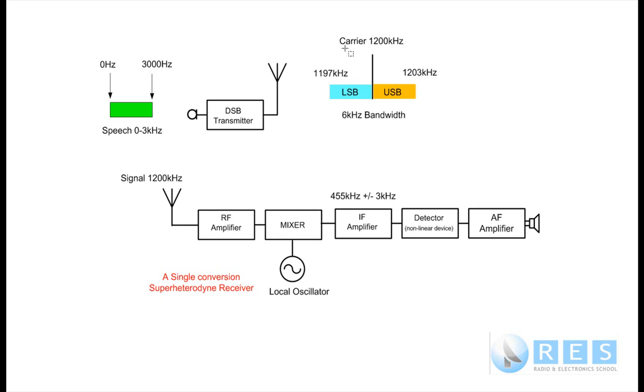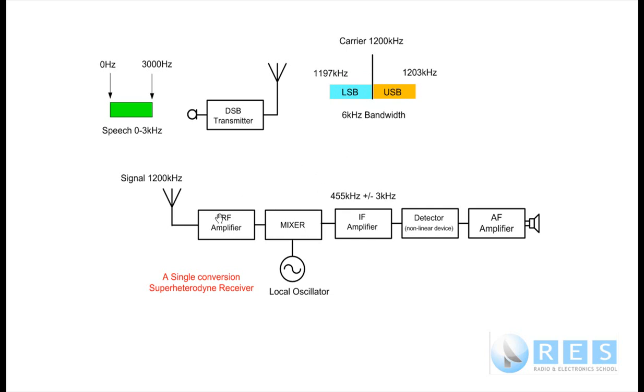First of all, I've changed the frequency to 1200 kilohertz. There's no reason for that, just an easier figure to work with, because all the frequencies remain relatively the same. If the carrier is on 1200 kilohertz, then the upper sideband is 3 kilohertz above that, and the lower sideband is 3 kilohertz below that, each sideband being 3 kilohertz and the total bandwidth being 6.